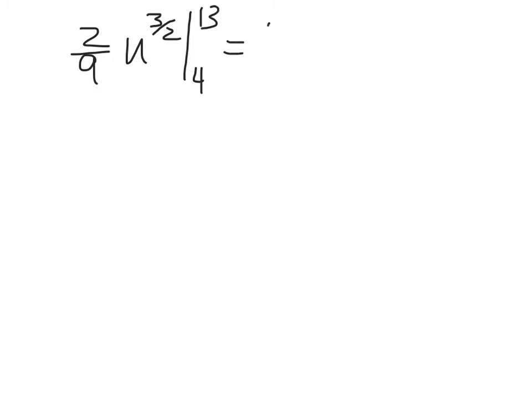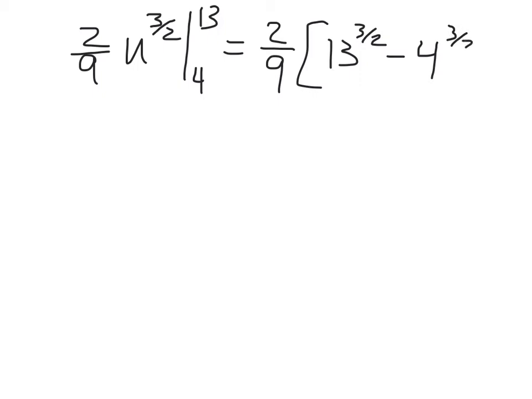Fundamental theorem of calculus. We can leave the 2/9 out in front. We'd have 13 to the 3/2 minus 4 to the 3/2. And then at this point, if we can simplify something, do that. 13 to the 3/2, there's not really any nice way to write that.